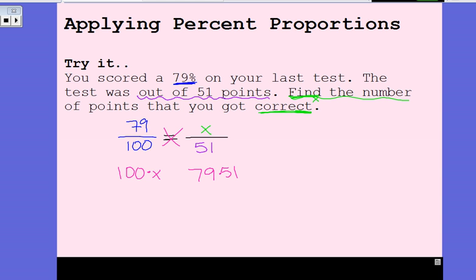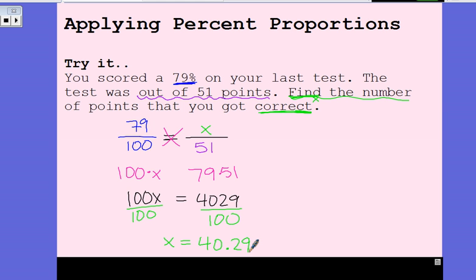So my first cross product is 100X. My second cross product after 79 times 51 is 4,029. I set them equal to each other, and then I need to solve this equation by dividing both sides by 100. I get 40.29.